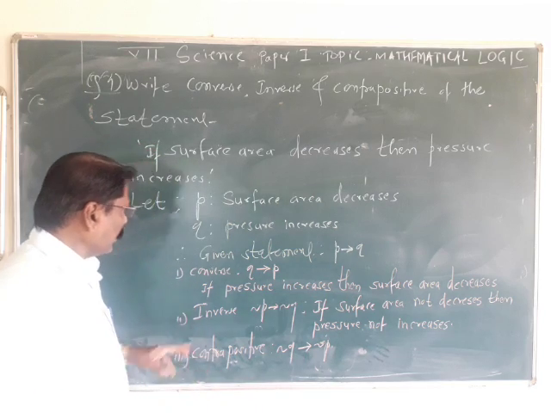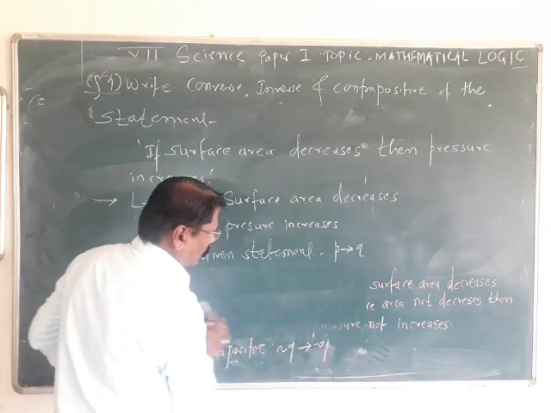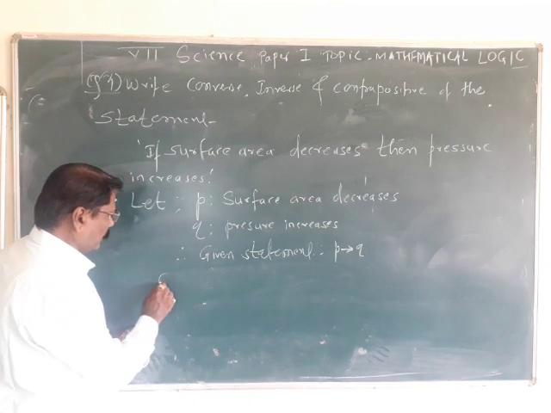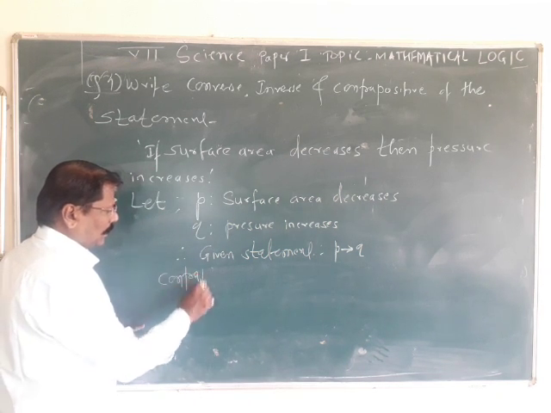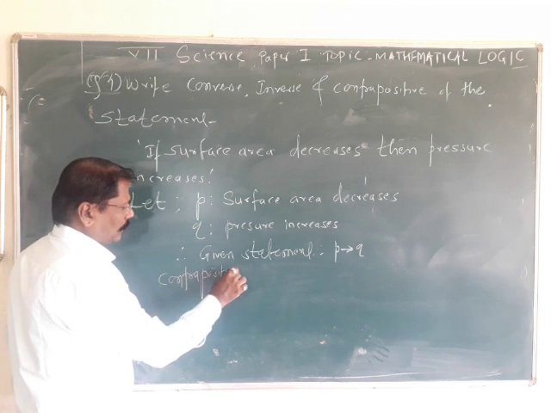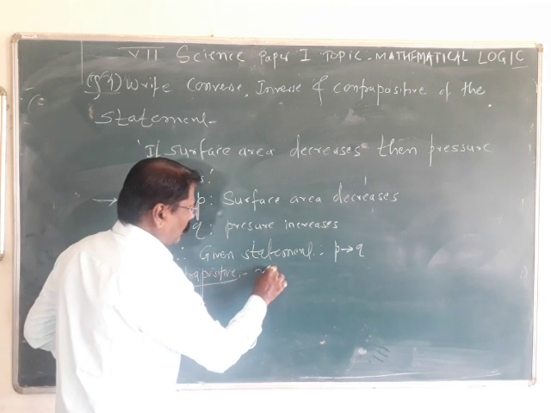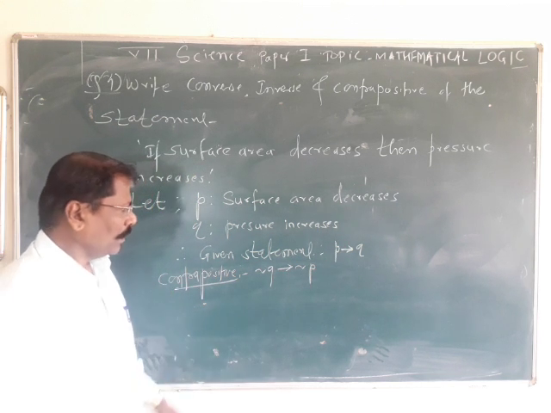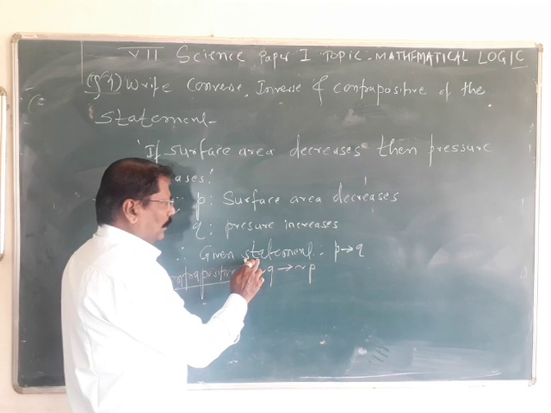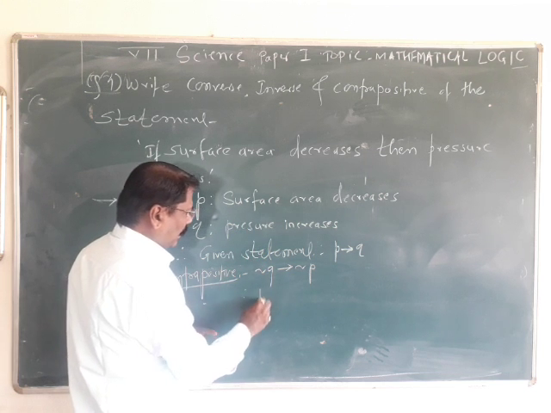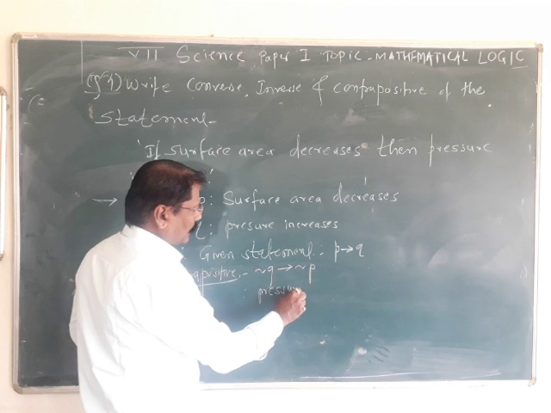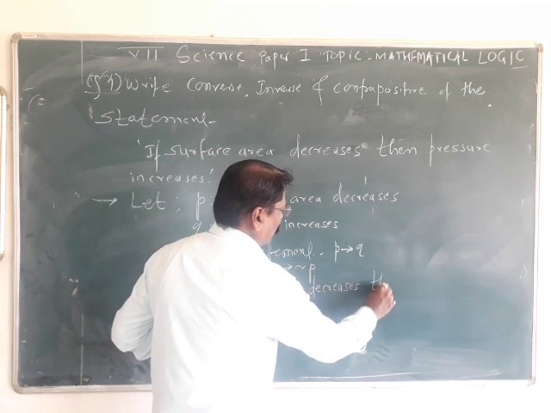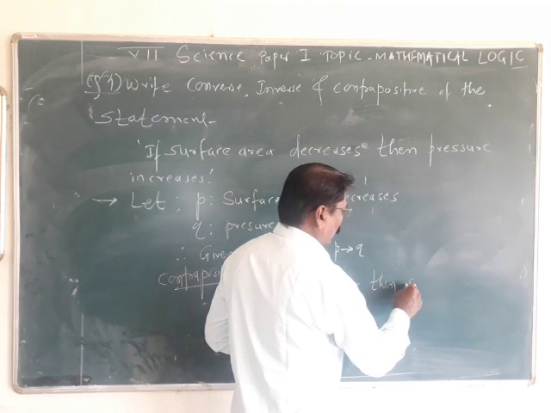Understood? Now the third is the contrapositive. What is a contrapositive? The contrapositive statement is negation of Q implies negation of P. That is, negation of Q means pressure decreases, then surface area increases.